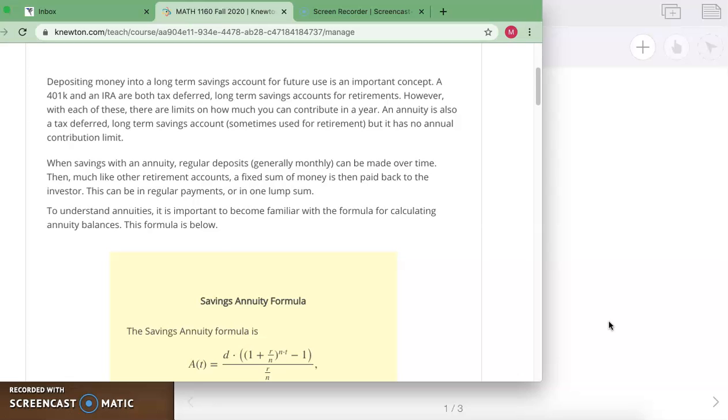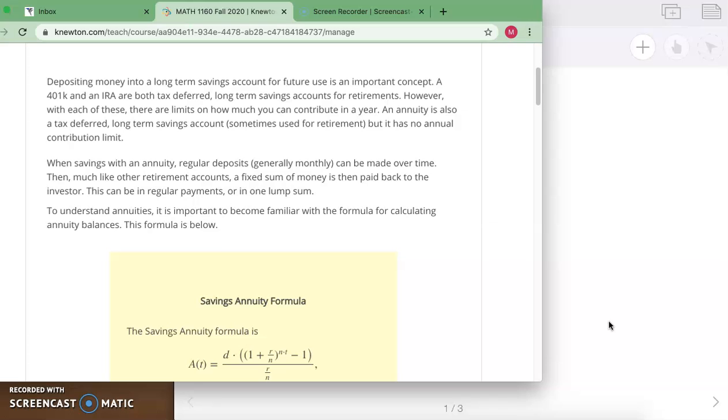We're going to talk a little bit really quickly about annuities. I just want to make sure that you guys understand what they are and the formula we're looking at to calculate the amount. So, everyone should know at this point. If you don't, let me know. We'll talk about it in more detail.